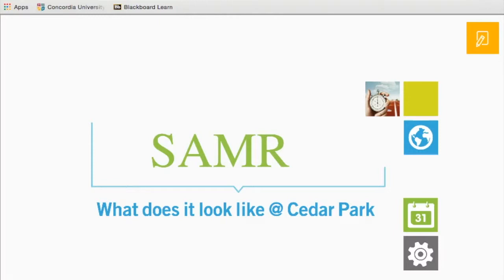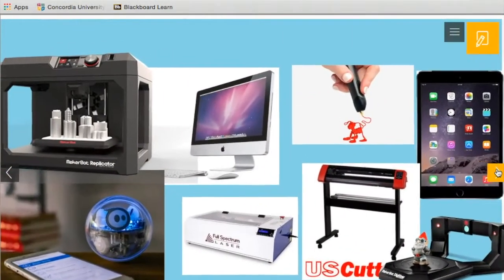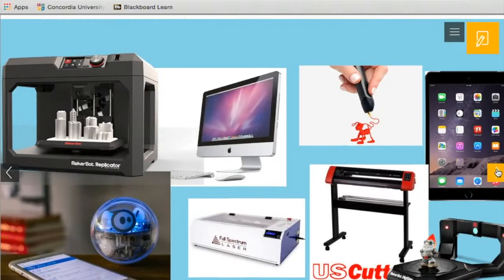So SAMR, what does it look like at Cedar Park? This year we have actually changed a lot at Cedar Park with the addition of our makerspace. With that makerspace and everything we've done at Cedar Park the last couple years, we're really fortunate to have a lot of different technologies. These are just some of the new ones that we have with our 3D printers, some robotic stuff, new labs, a laser cutter, doodling pens, and all these other things.